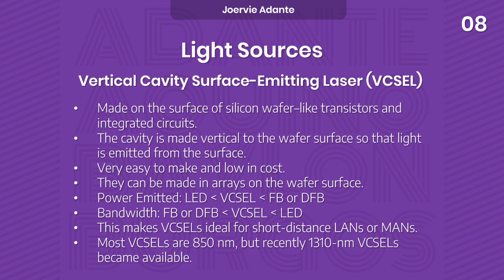The vertical cavity surface emitting laser, or VCSEL. Instead of emitting light from an edge of a diode, the VCSEL is made on the surface of a silicon wafer like transistors in integrated circuits. The cavity is vertical to the wafer surface so that the light is emitted from the surface.